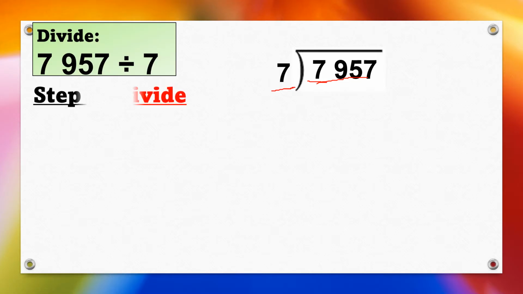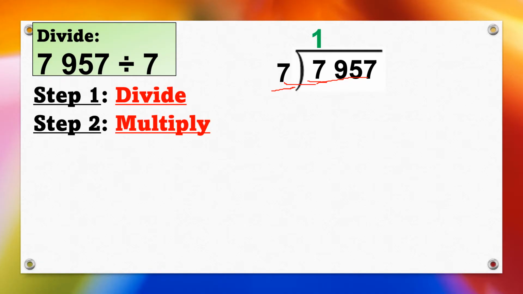So step number 1, you're going to divide. Divide 7 by 7. So 7 divided by 7 is equal to 1. You're going to write 1 above 7. Okay? So step number 2, you're going to multiply. What are you going to multiply? Multiply 1 and 7. You're going to multiply the first quotient by our divisor. So 1 times 7 is equal to 7. We're going to put that under 7.